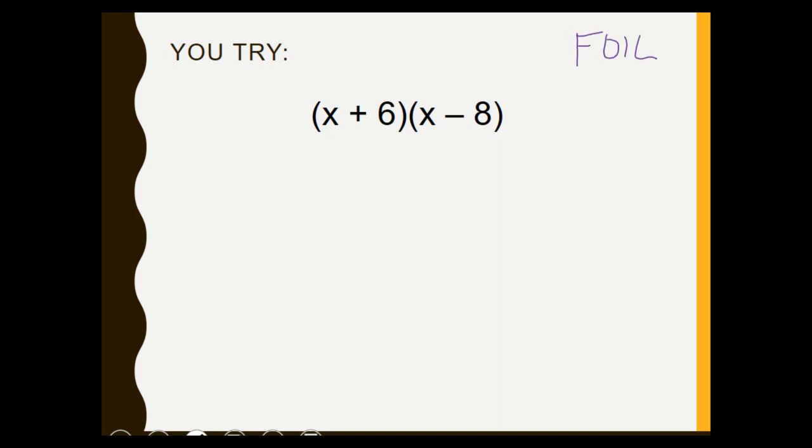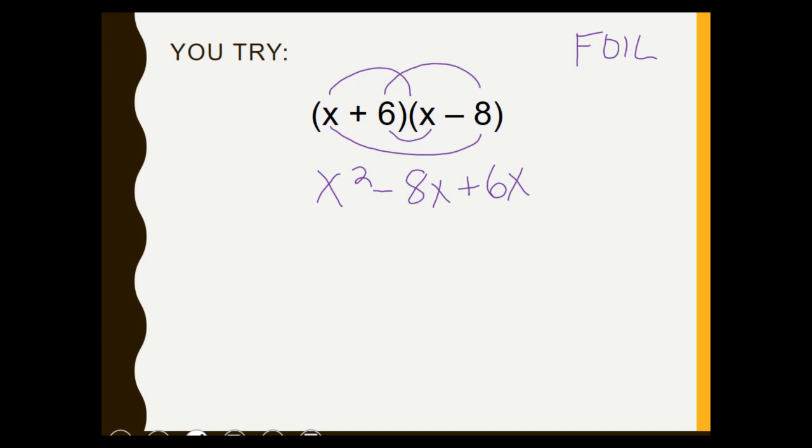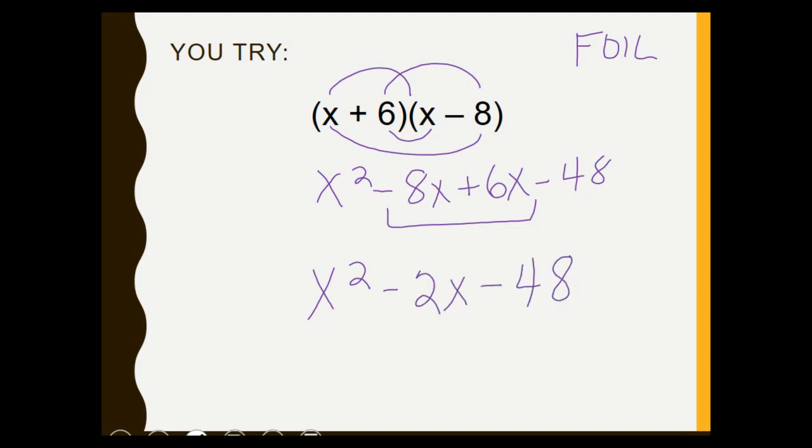FOIL. First term is x times x, x squared. Outside terms, x times negative 8, negative 8x. Inside terms, 6 times x. And the last term, 6 times negative 8 is negative 48. Add the two like terms in the middle. Negative 8x plus 6x is negative 2x minus 48.